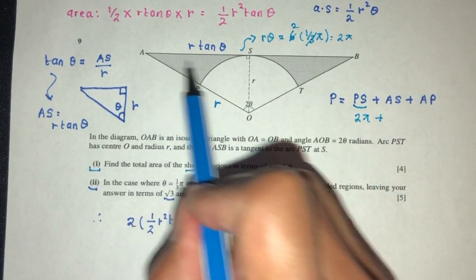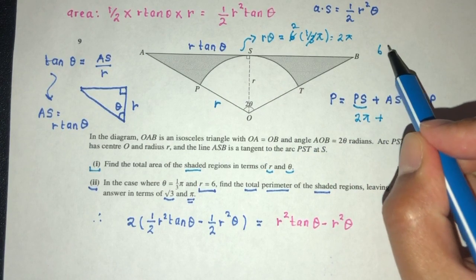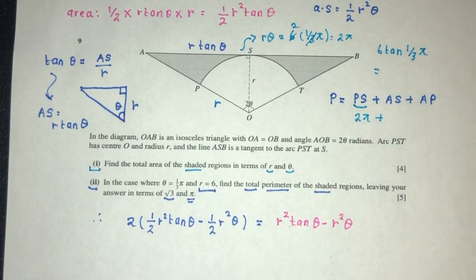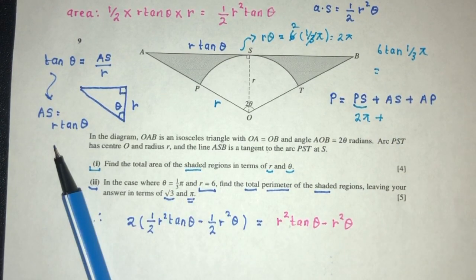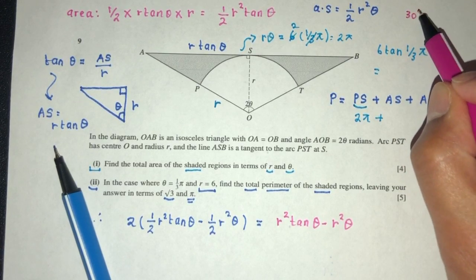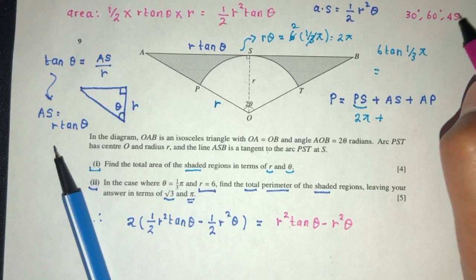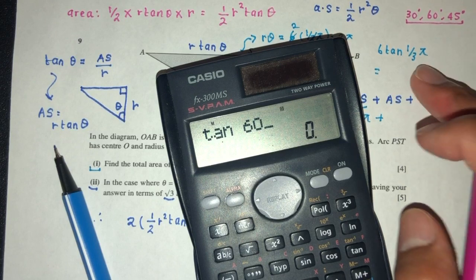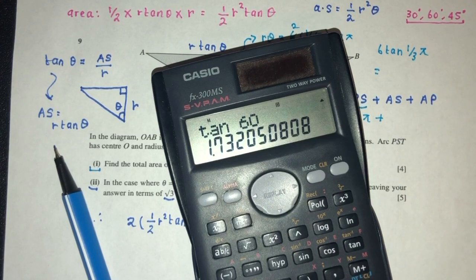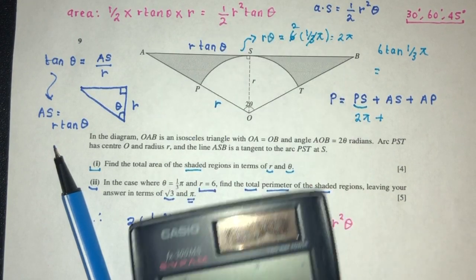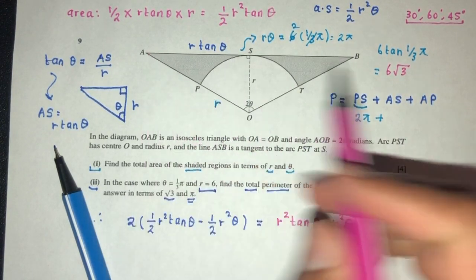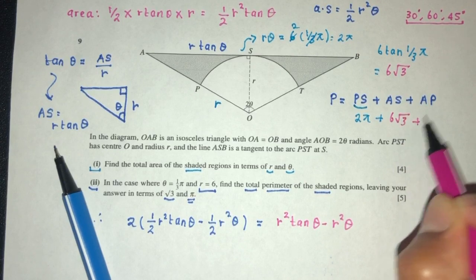Now AS is this one. AS will be R, which is 6, tan theta. Theta is 1/3 pi. Now, we have to know the exact values of those angles, for example, of 30, 60, and 45. Again, you will learn those through practice. No big deal. So tan of 60, because we know this is 60 degrees, that should be this value. For me, I do know from practice, this is equal to √3. That should be 6 √3. So AS is 6 √3 plus AP.